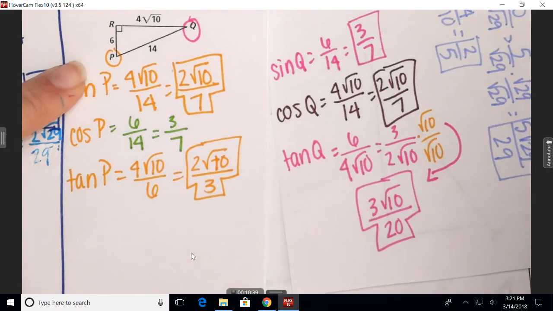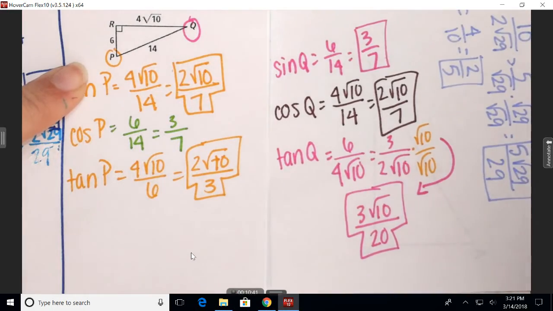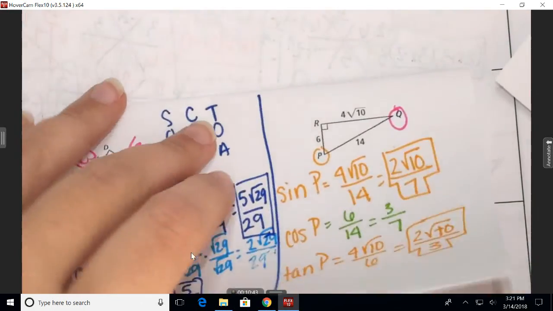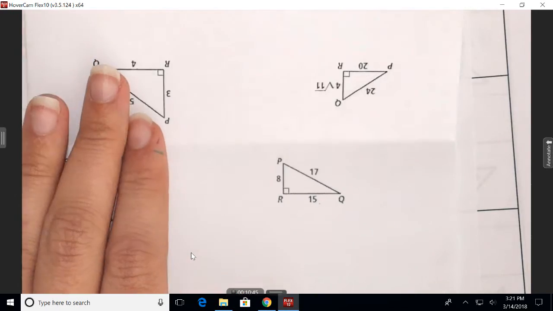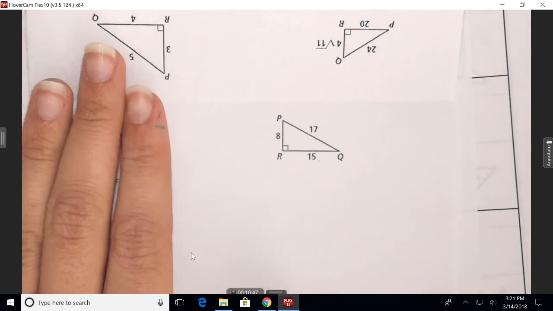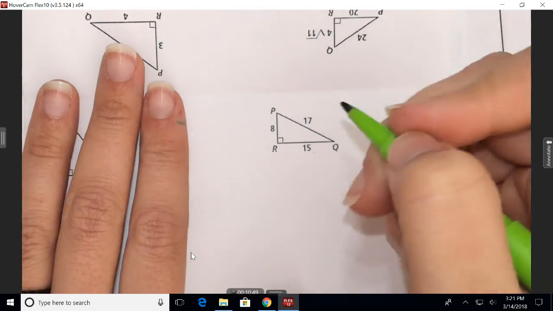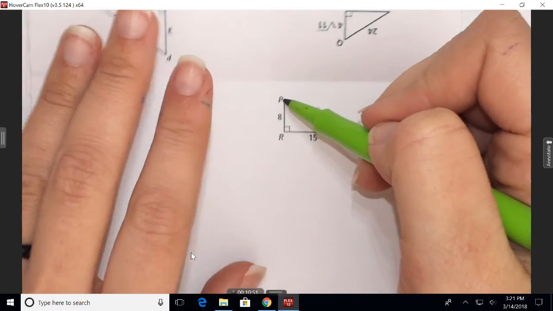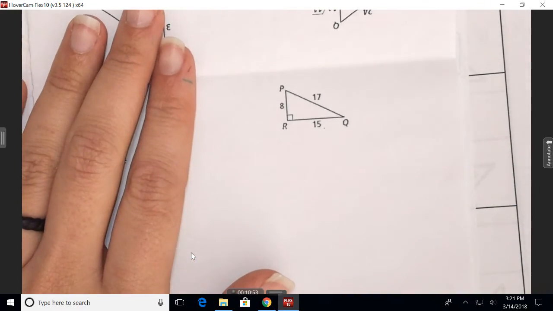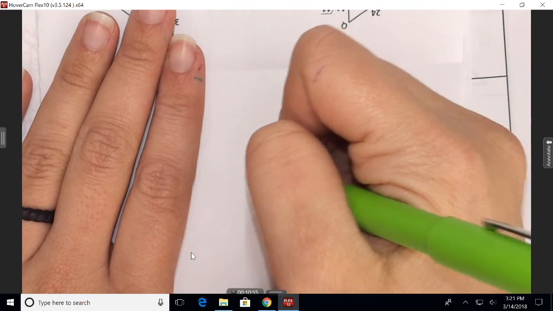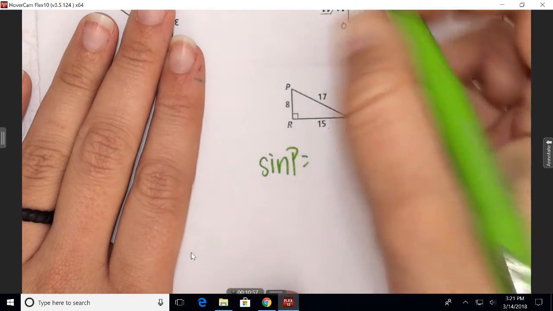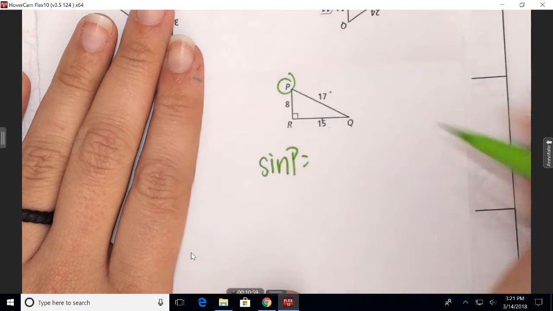Now we're going to do one more without all the crazy radicals. If you need to pause it here, pause it there. Open this up. We're going to do this problem right here. And I'm only going to do it for P, and you guys can do Q or check your work without me. So the sine of P is opposite divided by hypotenuse.